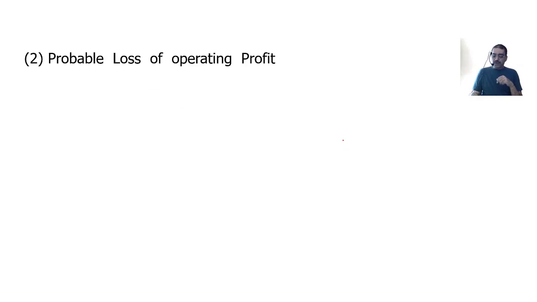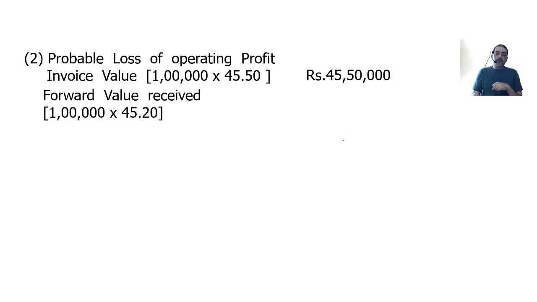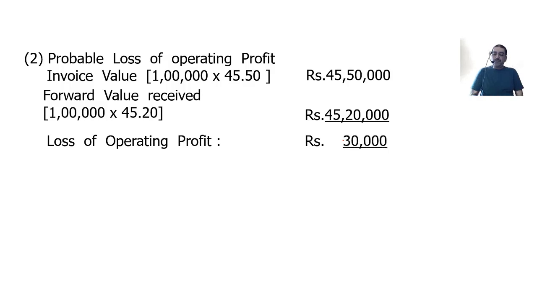Probable loss of operating profit. Invoice value 1 lakh into 45.5, that is 45 lakhs 50,000. Forward value received 1 lakh into 45.2, that is 45 lakhs 20,000. So loss of operating profit is 30,000.